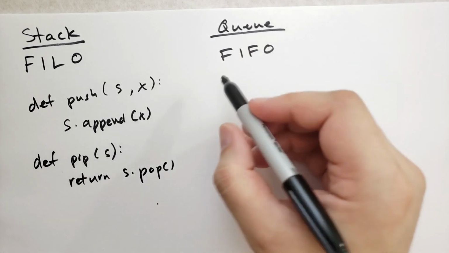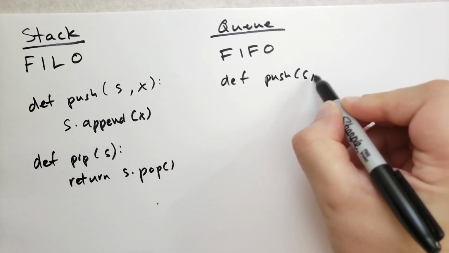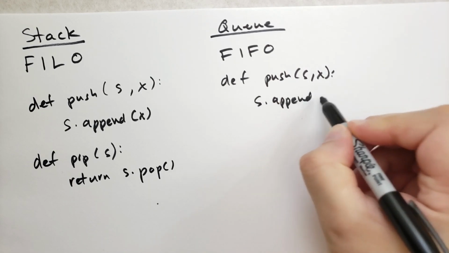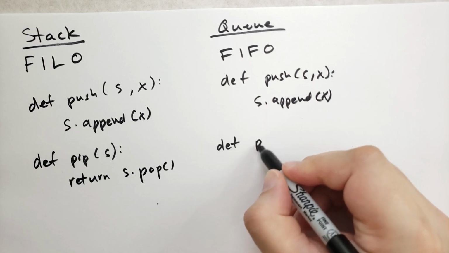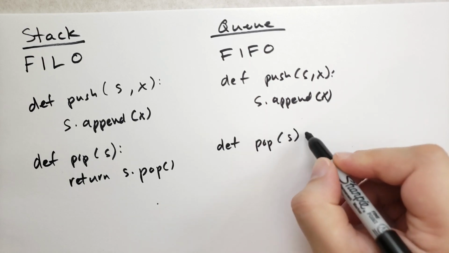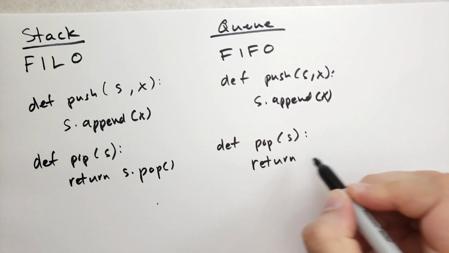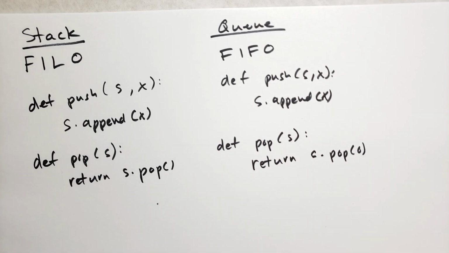Okay. For the queue, the push is the same. Let's just write that out. We're going to say s.append(x). And then when we go to pop from the queue, we have to pop from the beginning. So we're going to say return s.pop(0). So that's how you do stacks and queues.